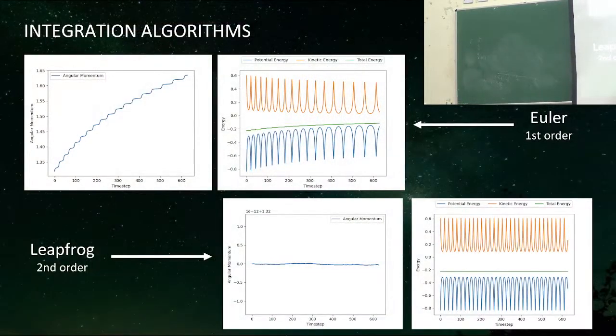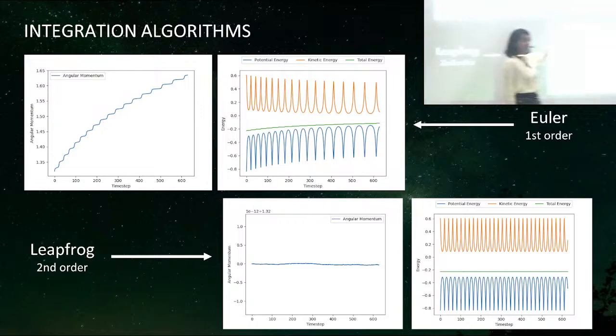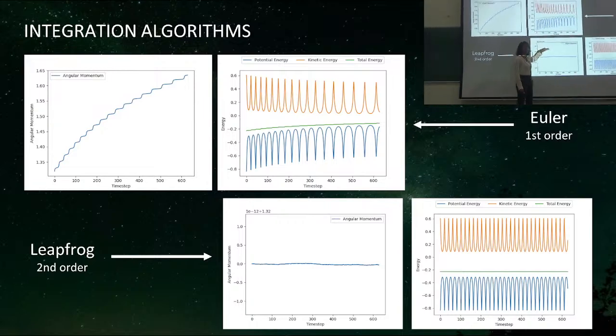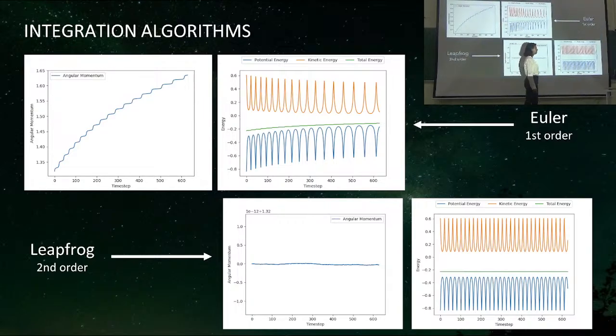Kinetic energy, more uniform graph. Potential energy, more uniform graph. Total energy, very easy. Angular momentum is also conserved a lot better. There is a small fluctuation, but the fluctuation is located at 10 raised to minus 12, which is forgivable. So we're like, okay, good enough for us.